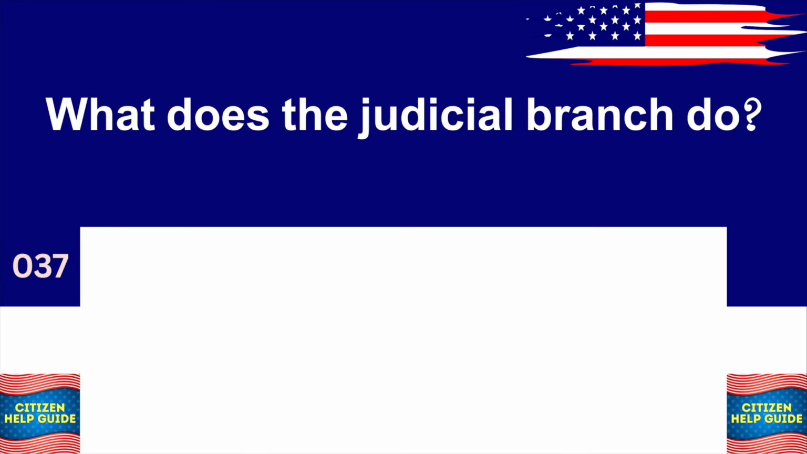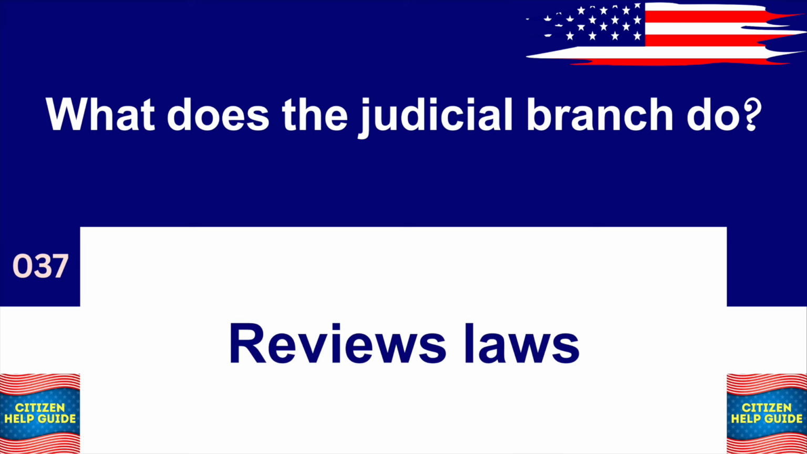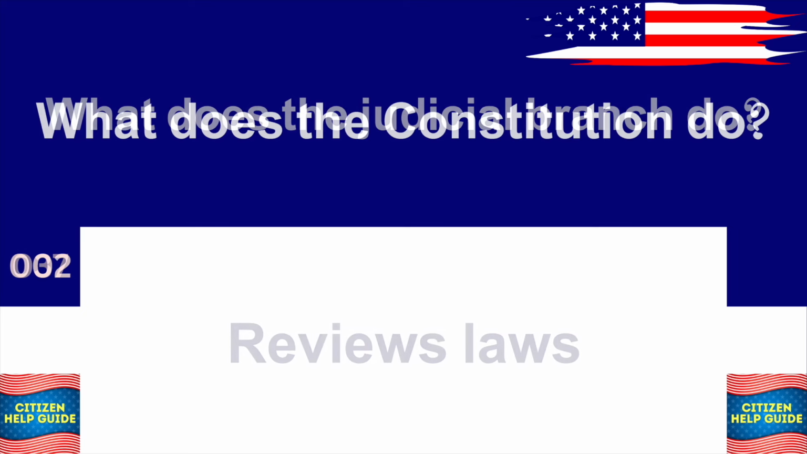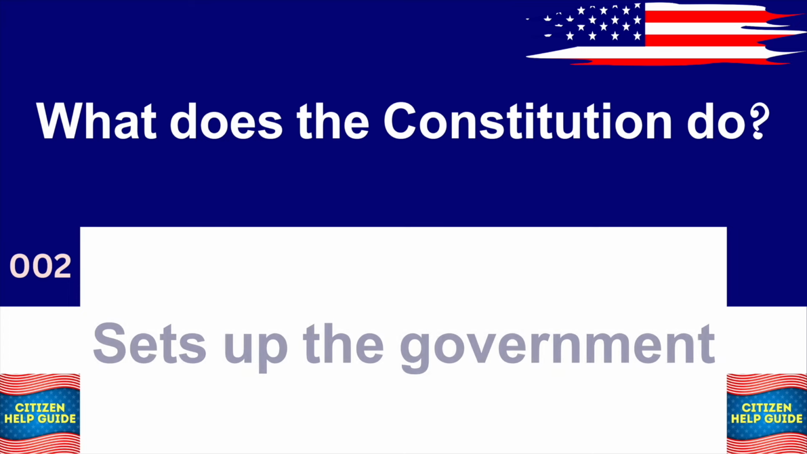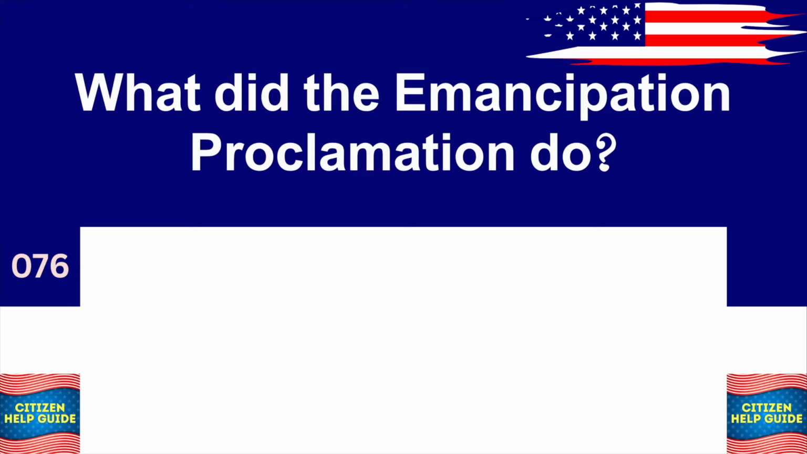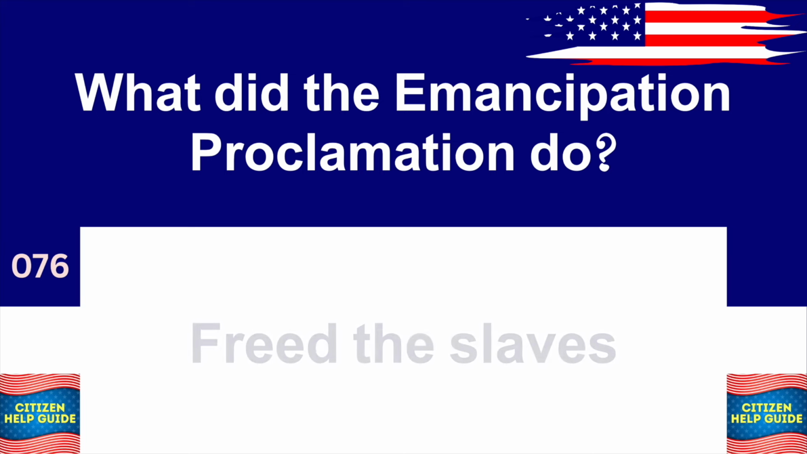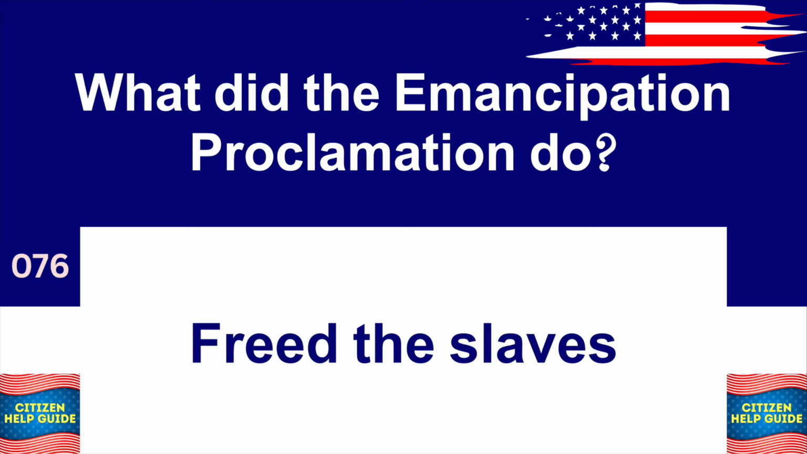What does the judicial branch do? Reviews laws. What does the Constitution do? Sets up the government. What did the Emancipation Proclamation do? Freed the slaves.